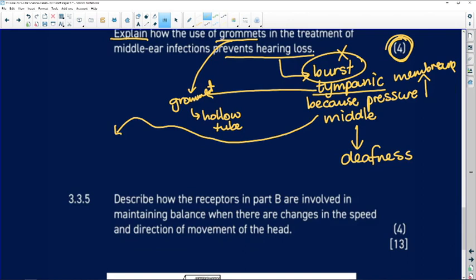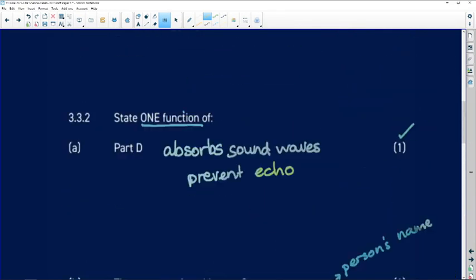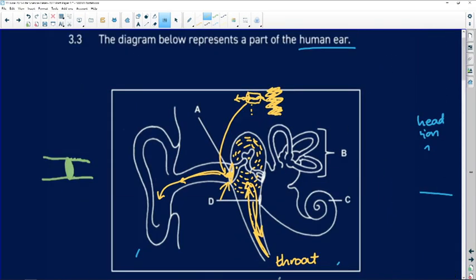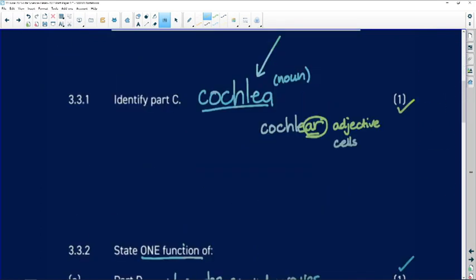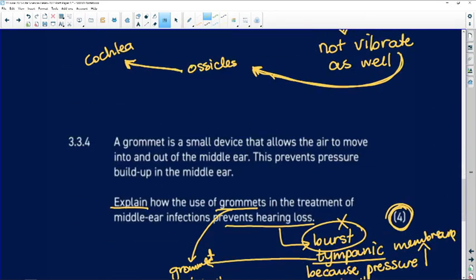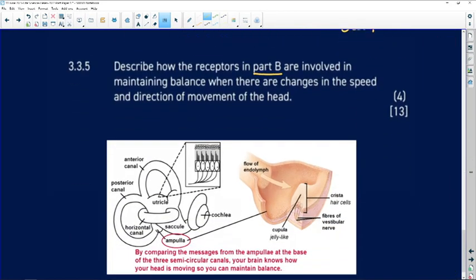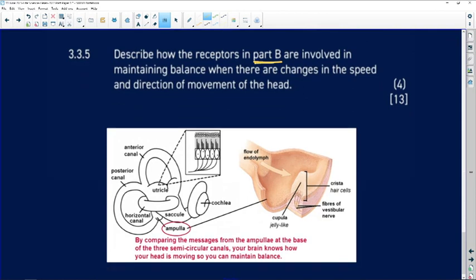3.3.5. Describe how the receptors in part B, let's go all the way up to our diagram again. Part B, we're looking at the semicircular canals, the vestibular apparatus of the inner ear. Describe how the receptors in the vestibular apparatus or the semicircular canals are involved in maintaining balance when there are changes in the speed and direction of movement of the head.